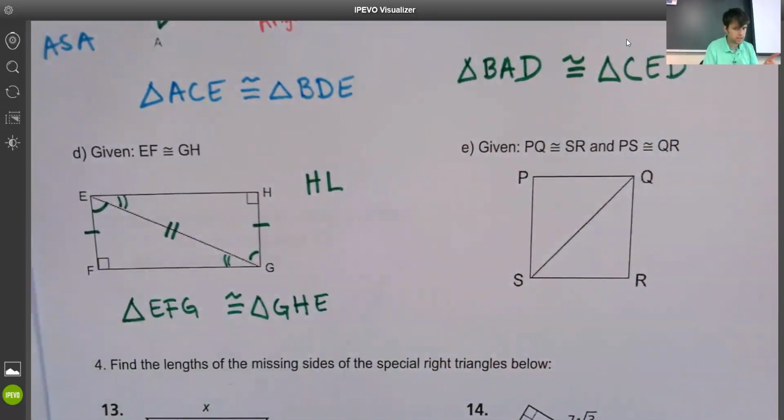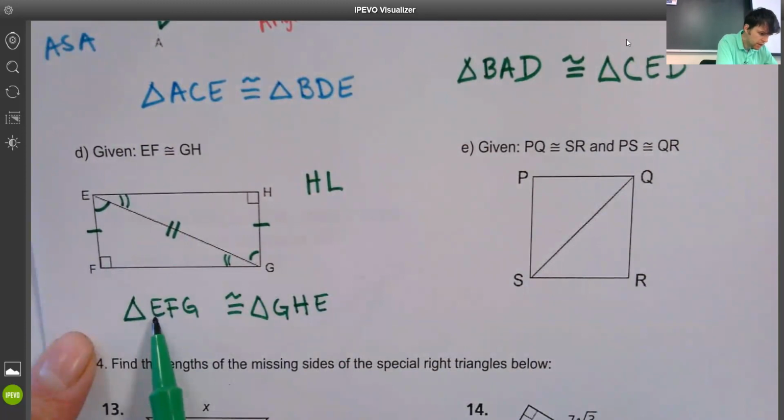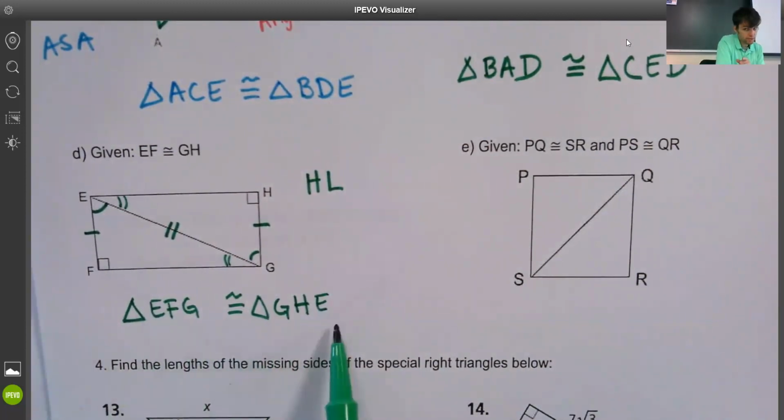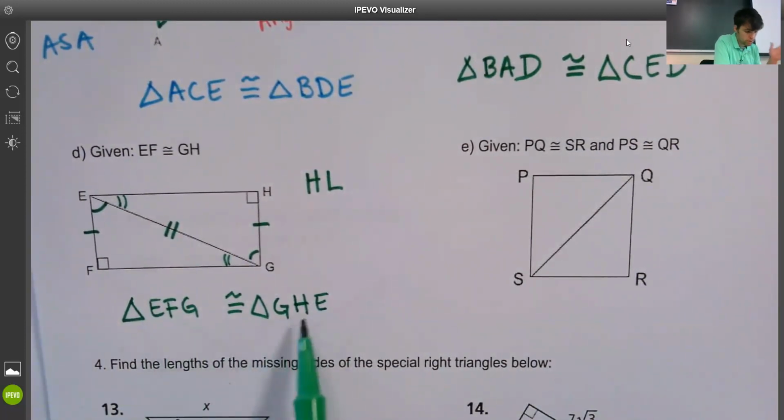So this one's a little tricky, right? Notice how E corresponds with G, not with itself. F corresponds to H, and G corresponds with E. So some of these letters do not correspond with the same lettered vertex in the other triangle. It's a little tricky, got to be careful with those things.